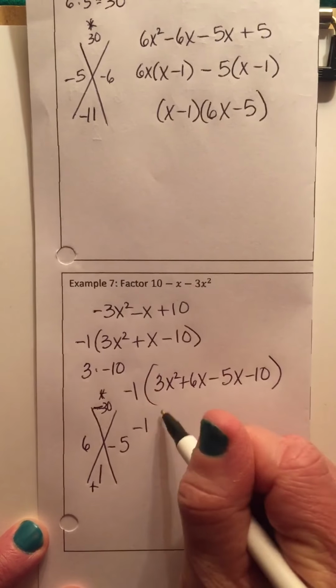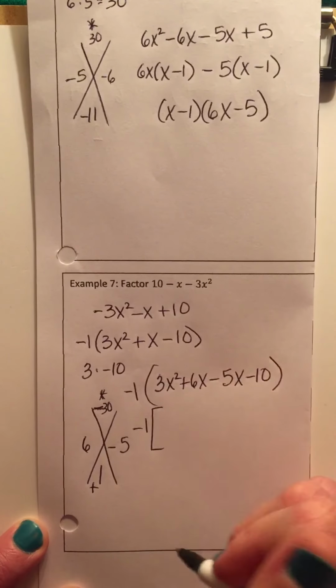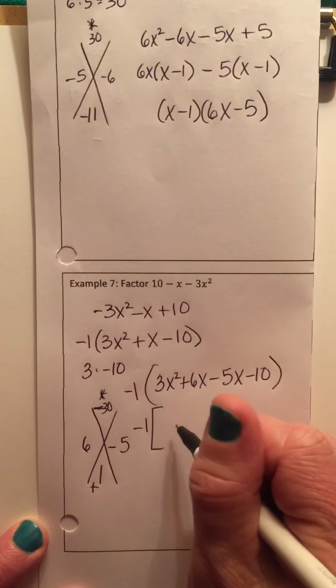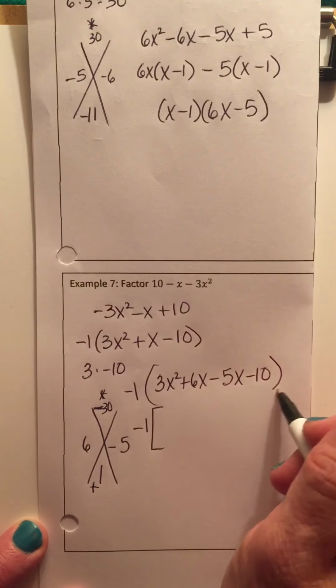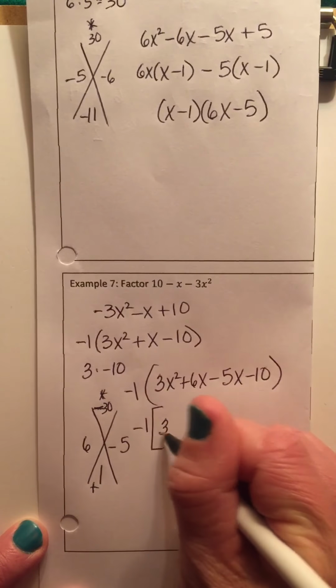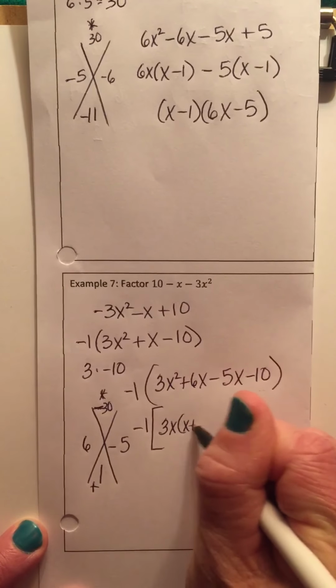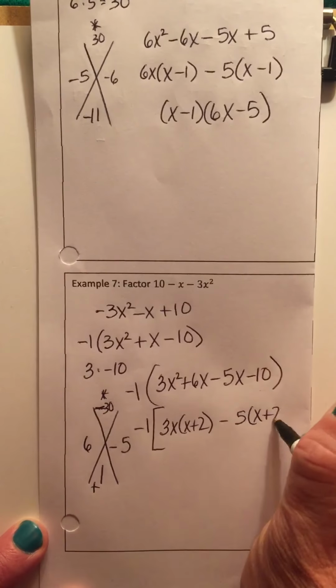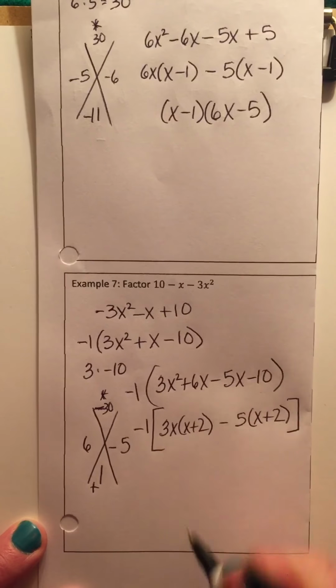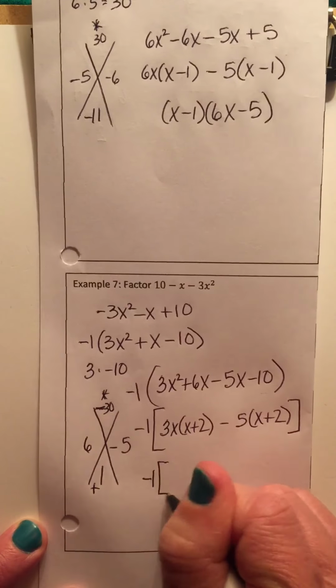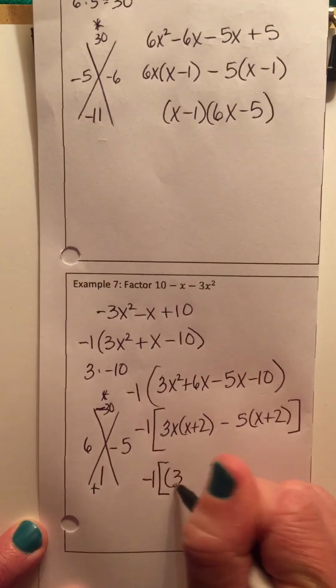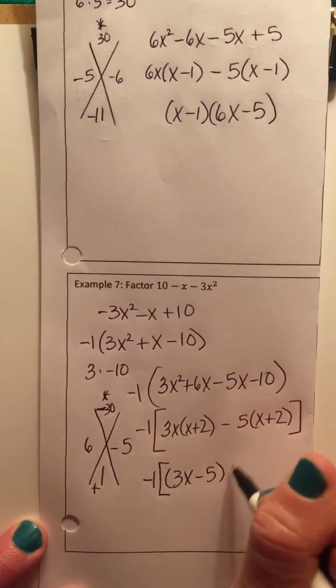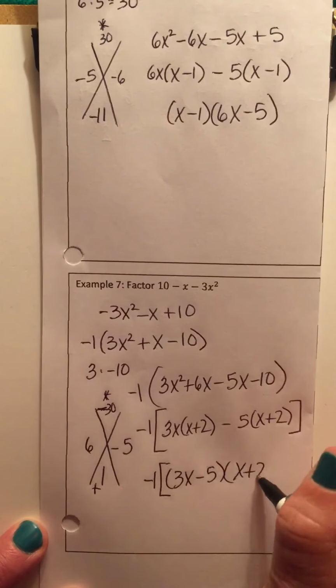So we're going to have 3x squared plus 6x minus 5x minus 10, all times negative 1. Don't lose that negative 1 out in front. So it's negative 1 times, now we're going to factor out by pair, factor out the first 2 and then factor out the second 2. So 3x times x plus 2 minus 5 times x plus 2. Rewriting, negative 1 times 3x minus 5 times x plus 2.